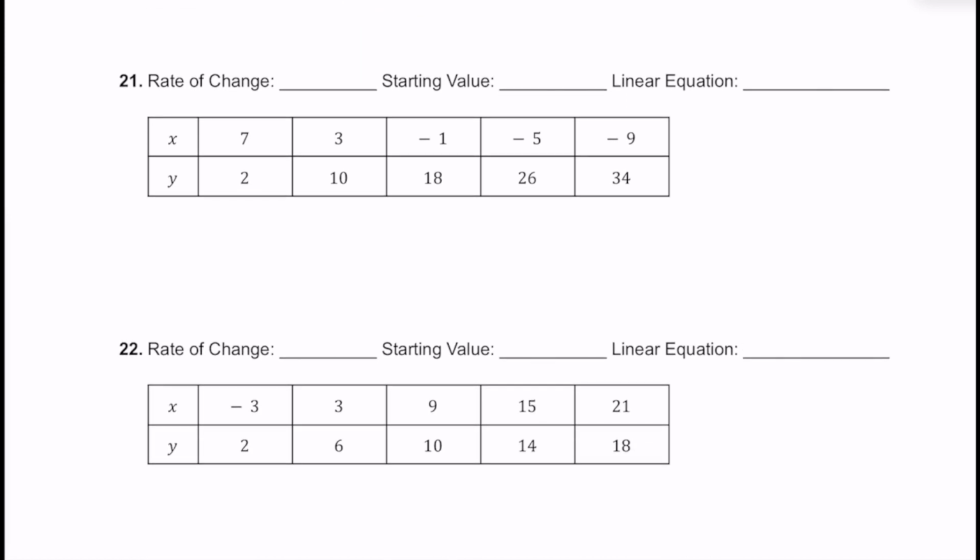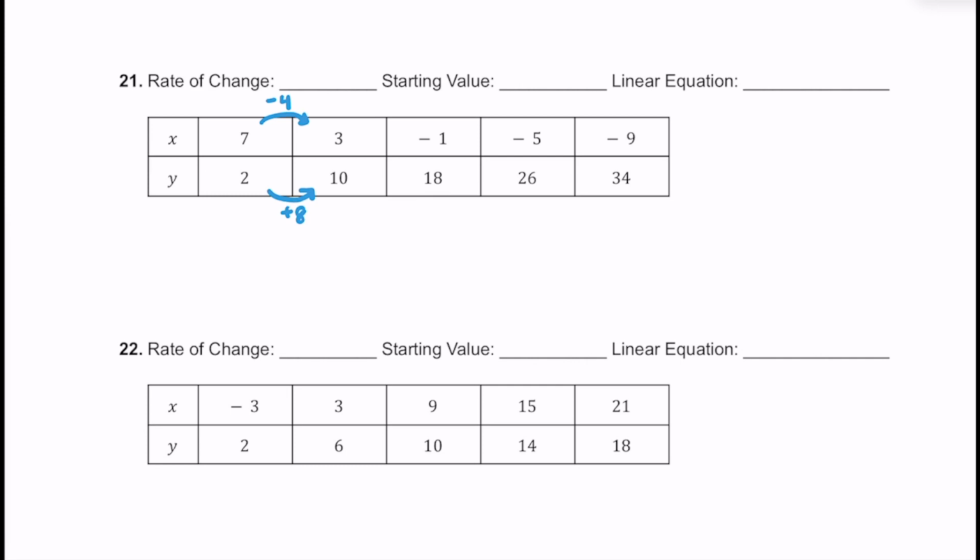In this one, it's gonna be a little bit trickier, and you'll see why hopefully in just a moment, but we can start with the rate of change. That can be done first here no matter what. I'm gonna stay away from the negative numbers. So the change of y here is gonna be 2 to 10, that's gonna be increasing by 8. And then from 7 to 3 here, it looks like it's going down, so it's decreasing by 4. So be careful of the signs here, all right?